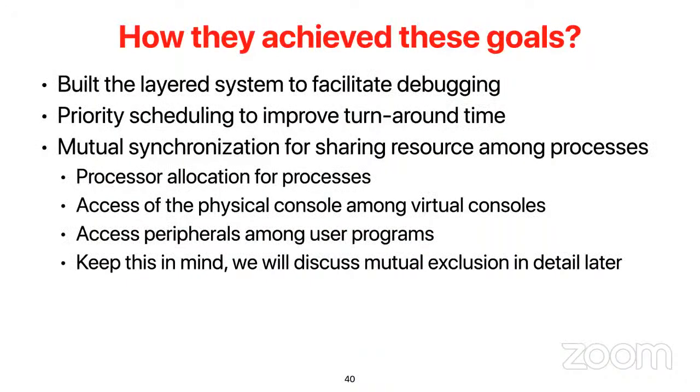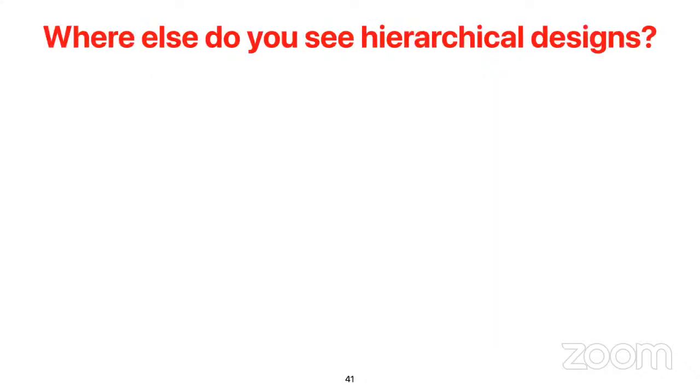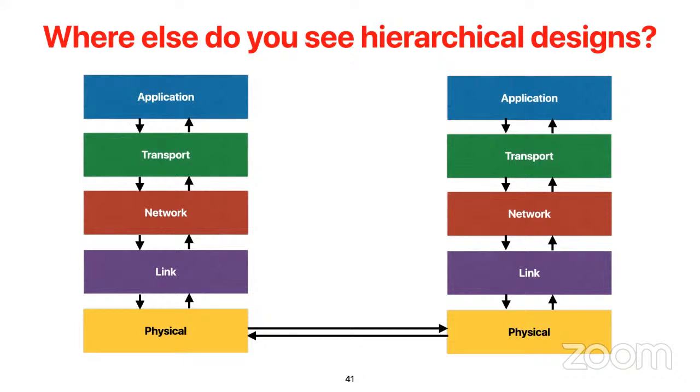And how they achieve their goals: they build a layer system. They have the priority scheduling, but the details of the priority scheduling only matter if you are interested in how they improve the turnaround time. We don't care, right? The mutual exclusion is used for sharing resources, and that's why they have the mutual synchronization. It's used for processor allocation, access to the physical console, and access to peripherals, and later on we will discuss the mutual exclusion, but not now. But at this point, we already know the goal of the THE system. And what else? As I said, this paper is influential, but not from the operating system perspective.